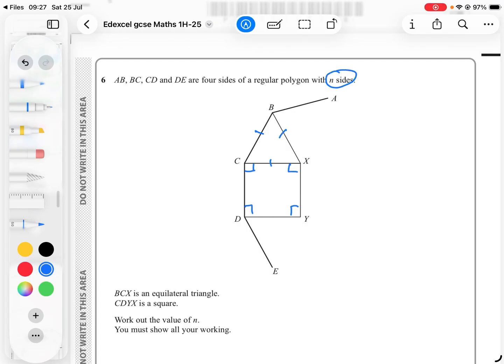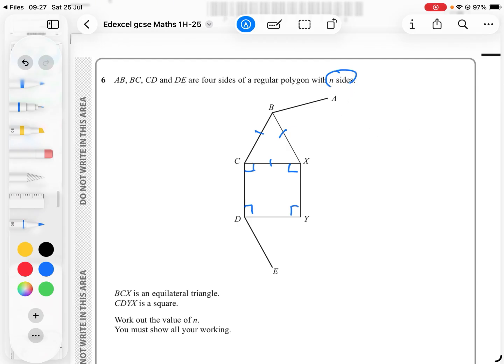This polygon, AB, BC, CD, DE. So if you go like this, how many sides? That's what they ask, n sides. So we have to work out n. How do we work out n?